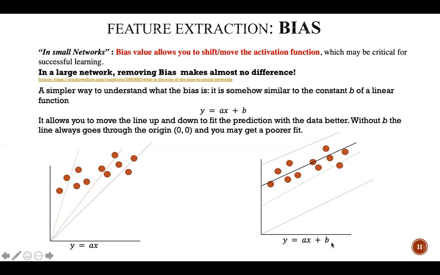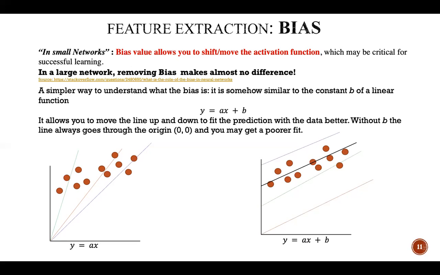So the role of the bias in your networks can be thought of in this manner. It is critical to remember that if you have a small convolutional neural network, or a small CNN, then the effect of bias would be more clear. And as I said, it is critical for successful learning. It helps you to learn better.